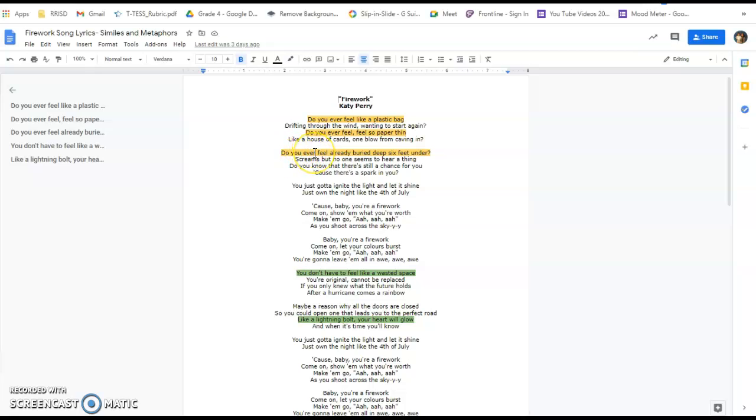And then do you ever feel buried deep 6 feet under? Again, that's another metaphor. I'm going to color code these in our orange and blue that we were using before so that you can see my examples of similes and metaphors, and then you're going to do the same thing on your own copy.